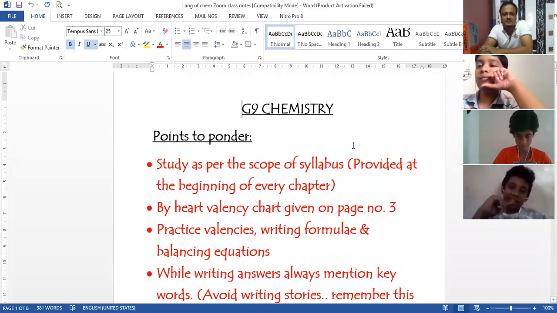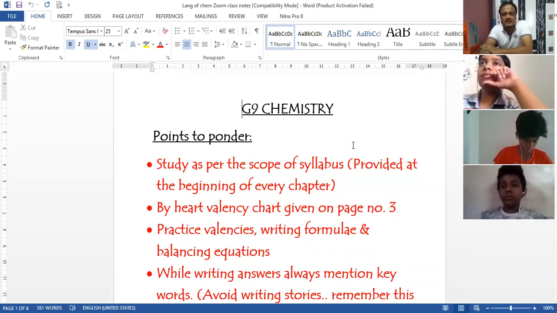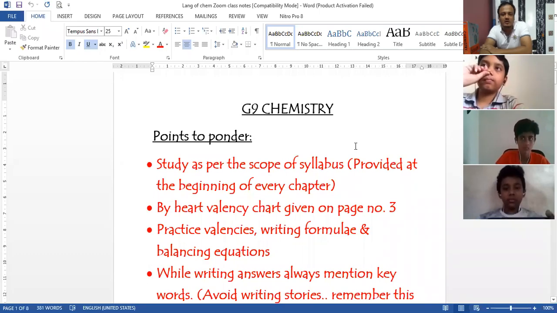Okay, so these are the points which you have to remember when we are studying chemistry in grade 9. The first point says study as per the scope of syllabus. If we have gone through the textbook yesterday, you can see every chapter begins with scope of syllabus on the top. Scope of syllabus shows the topics which you have to study from that chapter. There will be a lot of things shared in the chapter, but you have to study only the topics mentioned in the scope of syllabus.